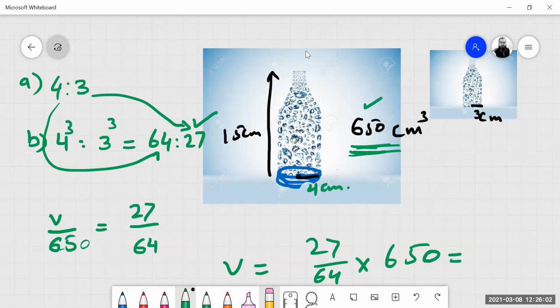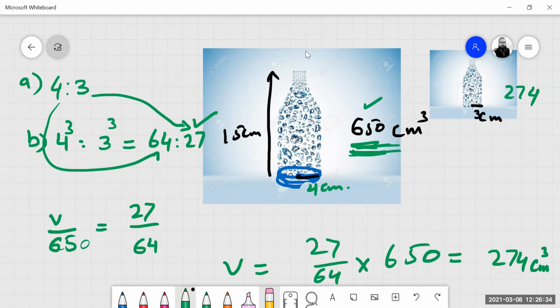So the answer is 274 centimeter cube, because volume is always in the cube. Understand? The bigger bottle capacity is 650, so the smaller bottle capacity will be 274.